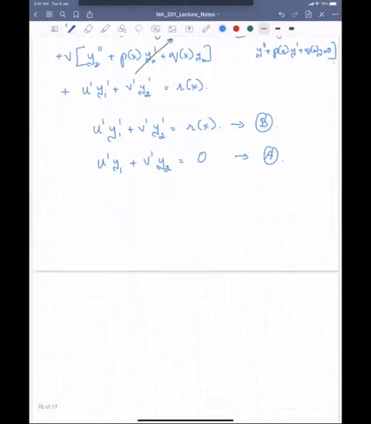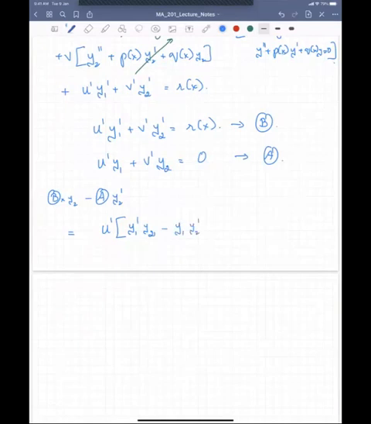This was a. So how do I solve it? Well, I'll multiply the first equation by y2 and the second equation by y2 prime, and I will subtract. So b times y2 minus a times y2 prime. This would become u prime, multiplying b by y2 will give me y1 prime y2. If I multiply b by y2 and a by y2 prime and subtract, the v prime pieces will cancel, as you can easily guess, minus y1 y2 prime equals, I'm multiplying b by y2, so r of x times y2.